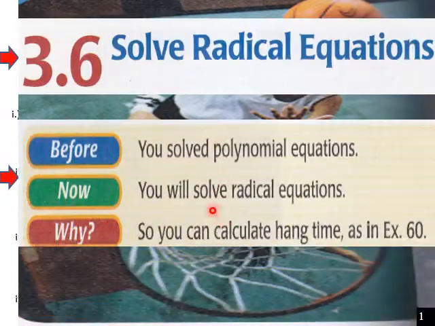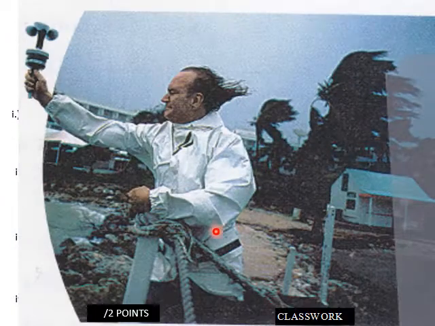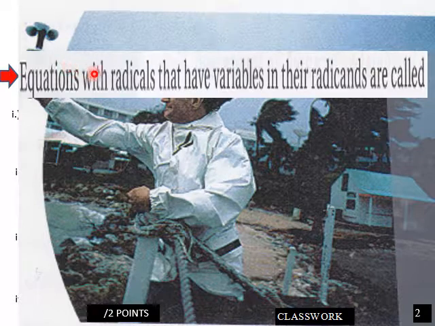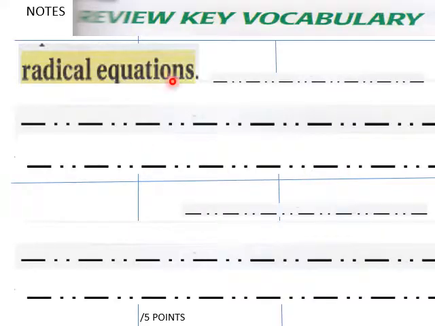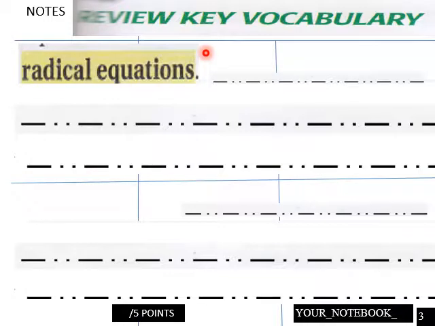Okay, so solving radical equations: you solve polynomials, you will solve radicals. Equations with radicals that have variables in their radicands are called radical equations. An example of a radical equation is the cube root of 2x plus 7 equals 3. So students, define radical equations in your own words here. Write that out.